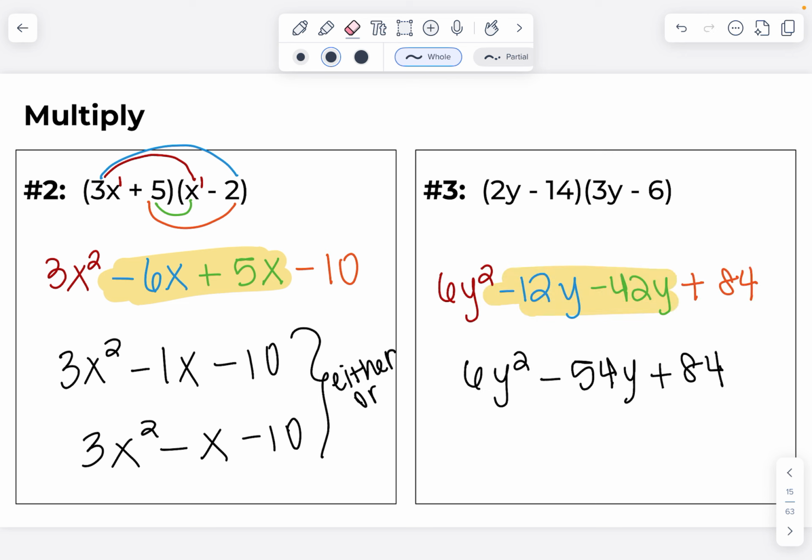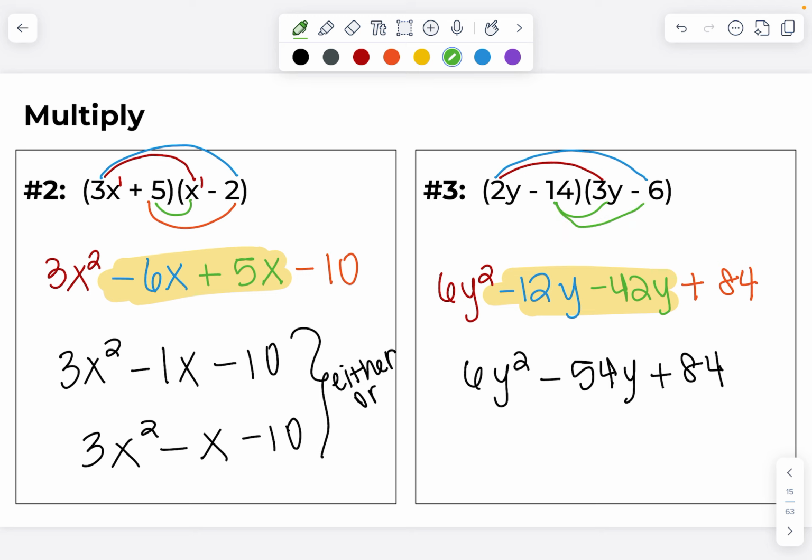Okay, so for this one, as you went through it, you should have started by doing 2y times 3y. So 2 times 3 gives you a positive 6, and then the y times y gives you that y squared. Then you moved on to the outside. That gave you that negative 12y. And then if we look on the inside, negative 14 times a positive 3 gives you a negative 42. And then again, it has a y as well.